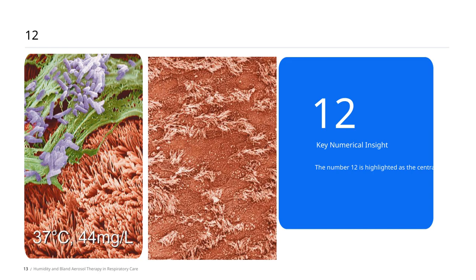For example, it might represent a target humidity level or a standard value used in clinical practice to ensure that aerosols are delivered effectively without causing discomfort or complications. Connecting this to the overall theme, understanding these key numerical insights helps us refine our approach to aerosol therapy, ensuring that patients receive the most appropriate and effective treatment. So, paying attention to these details, like the significance of the number 12, ultimately helps us improve patient care and outcomes in respiratory therapy.